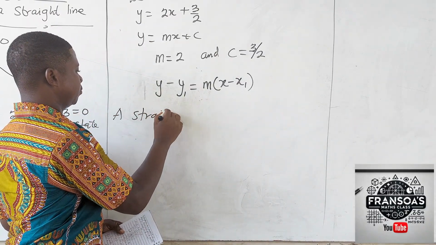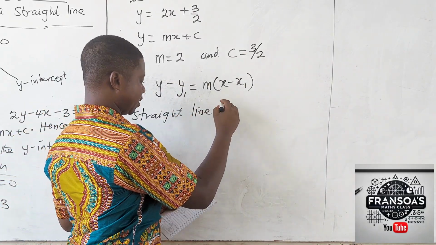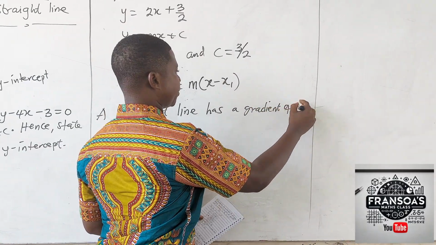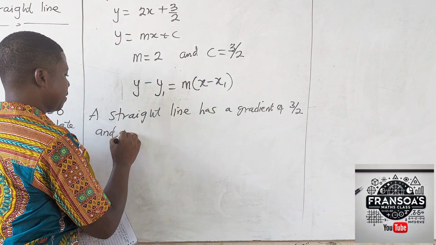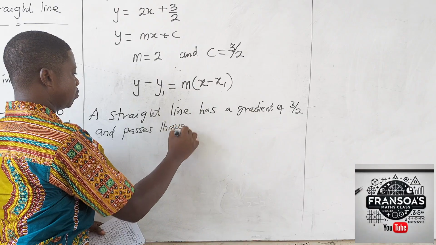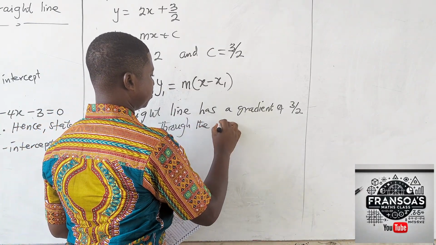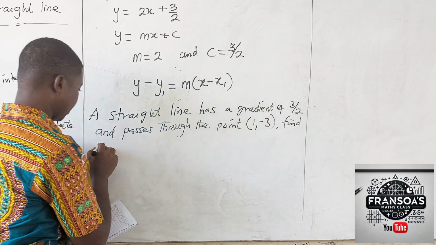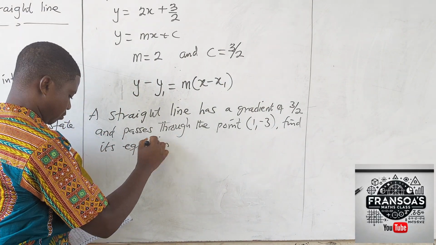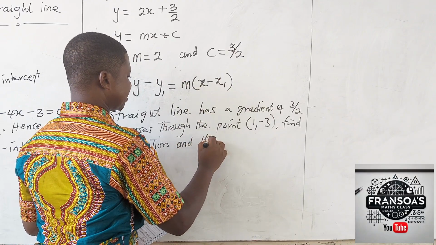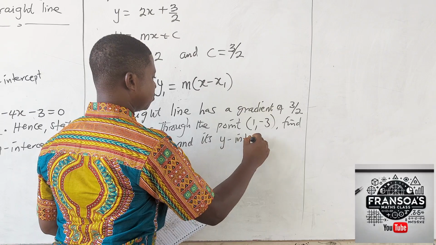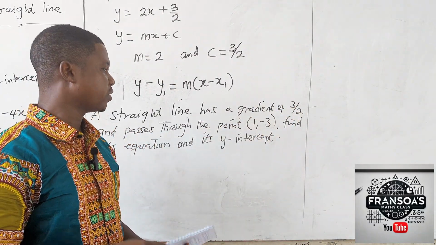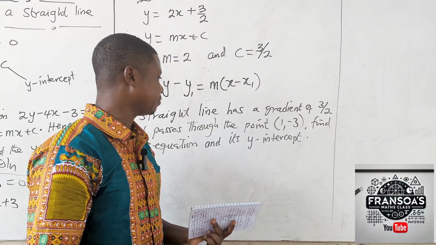A straight line has a gradient of 3 on 2 and passes through the point 1, -3. Find its equation and its y-intercept. So from the question, we've been given a gradient and a point. And based on this, we are supposed to find the equation of the line and the y-intercept.